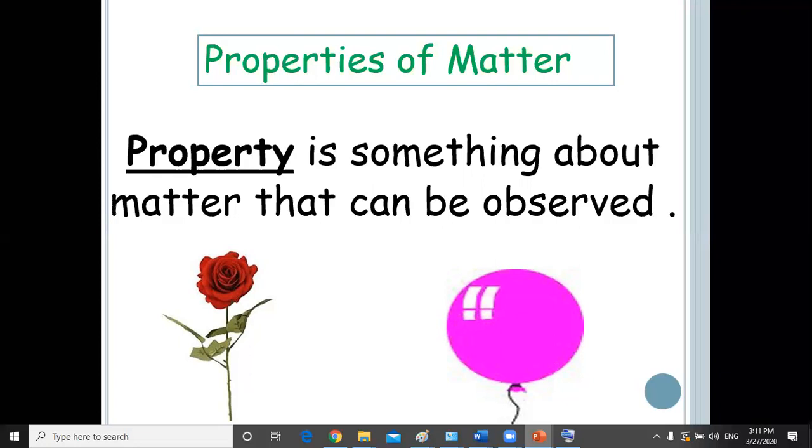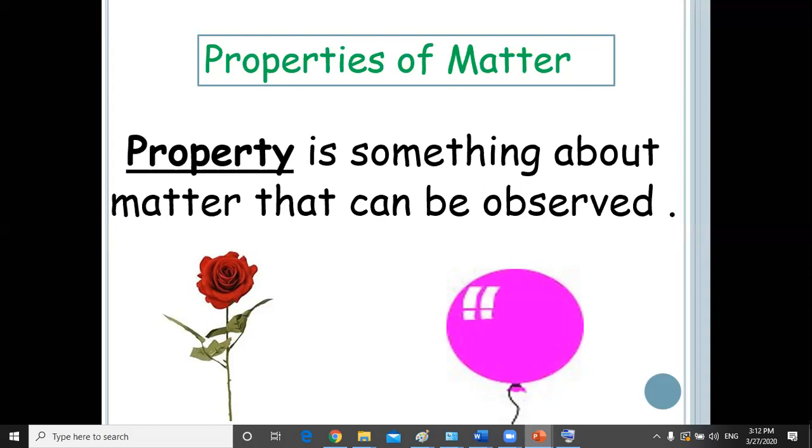Look at the second picture here. Balloon. Great job. Can you describe it again? What are the properties of this balloon? Great job. It's round. Wonderful. And what else? It's very light. Great job. So these are properties of these two objects.